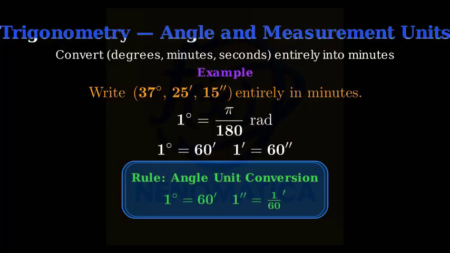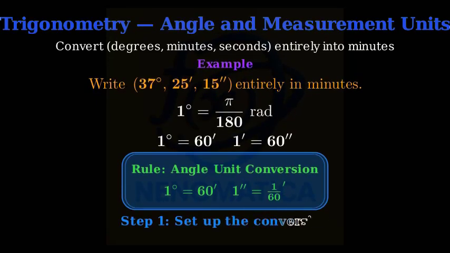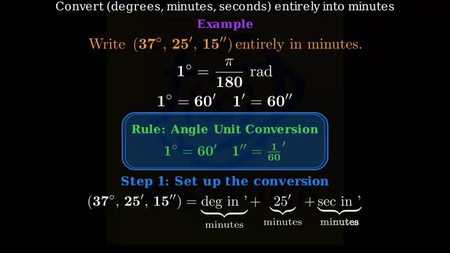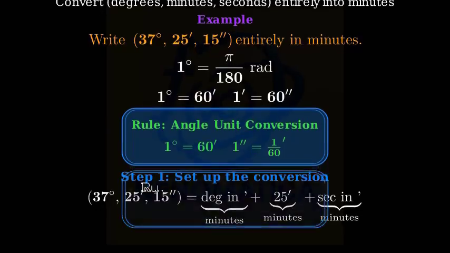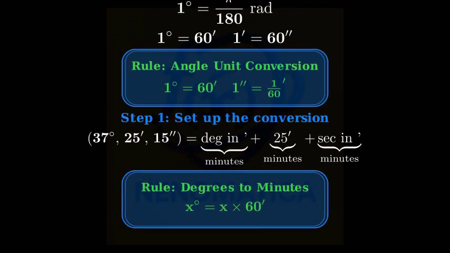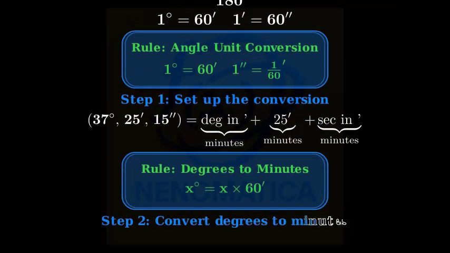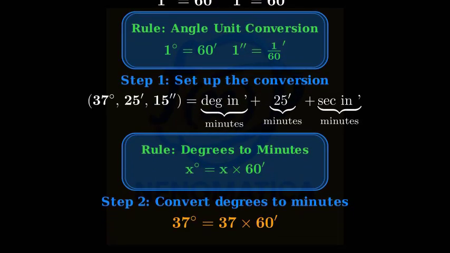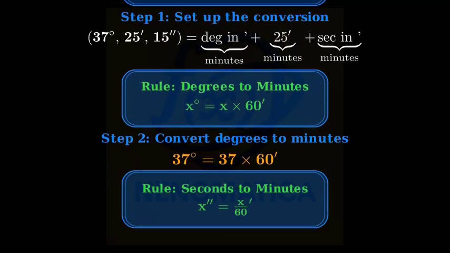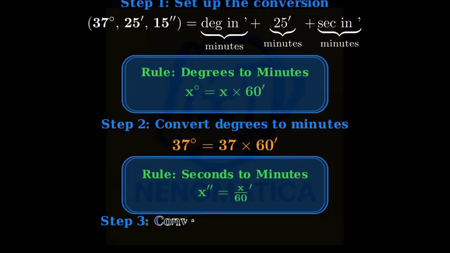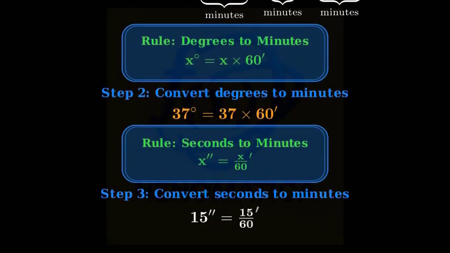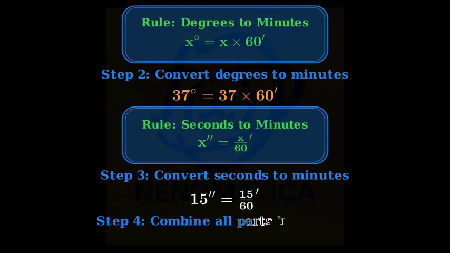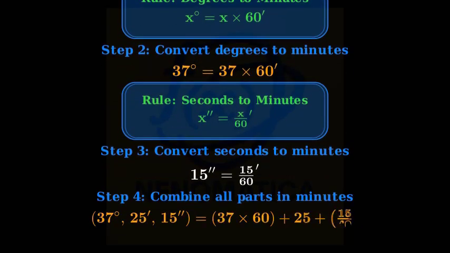Step 1. Set up the conversion. We will convert the degrees to minutes and the seconds to minutes, then add the existing minutes. Step 2. Convert the degrees to minutes. Using the rule 1 degree equals 60 minutes, 37 degrees becomes 37 times 60 minutes. Step 3. Convert the seconds to minutes. Using the rule 1 second equals 1 over 60 minutes, 15 seconds becomes 15 over 60 minutes. Step 4. Combine all parts entirely in minutes. Degrees in minutes plus the given minutes plus the seconds in minutes.